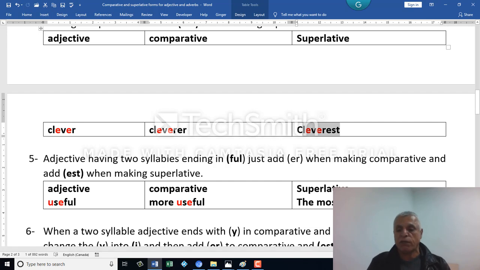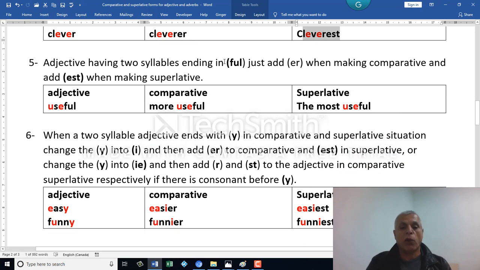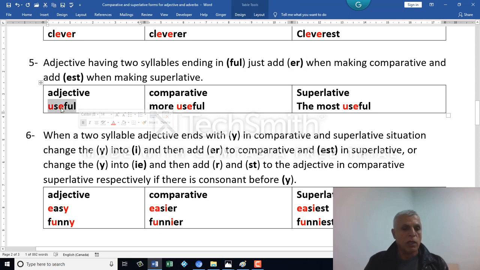Then when we have an adjective having two syllables ending in ful, we just add er when making the comparative, and est when making the superlative. For example, we have here useful, which is two syllables. Then here we say more useful. Then we add more. And because we have ful here, we say the most useful.